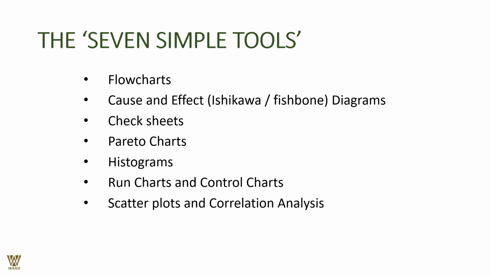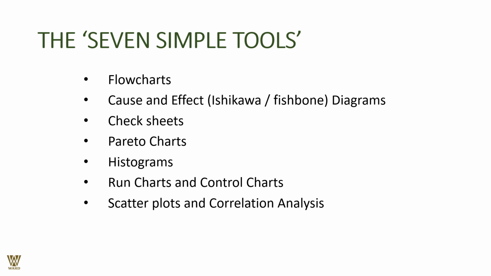We are talking about flowcharts. We are talking about Ishikawa, the fishbone diagram, which states for every reason, what are the reasons for a particular outcome altogether. So cause and effect. There are check sheets, there are Pareto charts, histograms, run charts or control charts, and the scatter plots, correlation analysis thereof. These are the tools that are very much required for you to understand quality management.